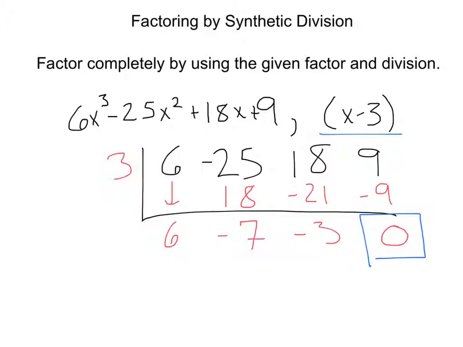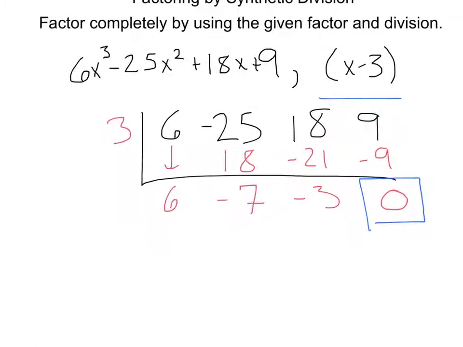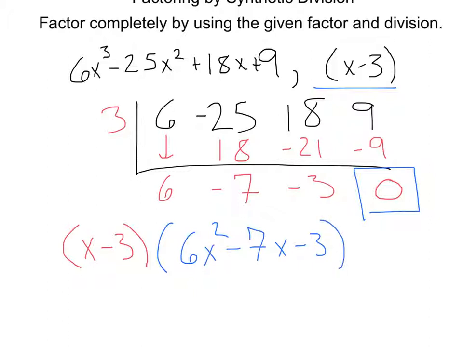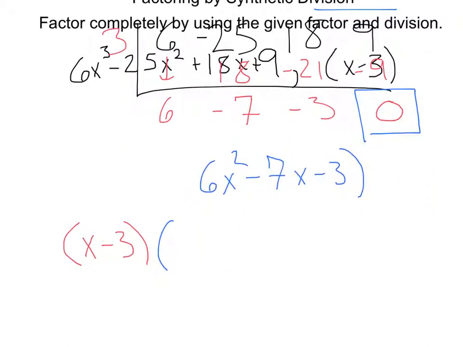Alright, I'm going to go ahead and just give myself a little bit more space here. Now I know that because I divided in x minus 3, that's going to be one of my factors. So I'm going to go ahead and say x minus 3. Now what's left is all of this here. This 6, negative 7 and negative 3. Remember, I can write that as 6x squared minus 7x minus 3. And then we can go ahead and continue factoring from here.